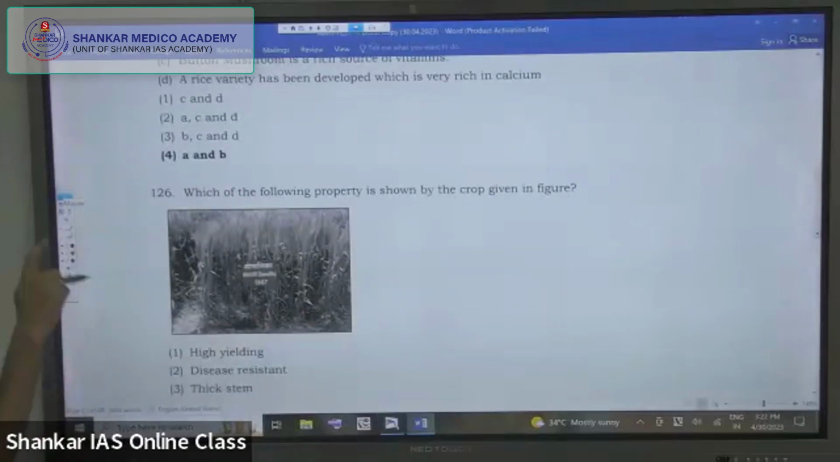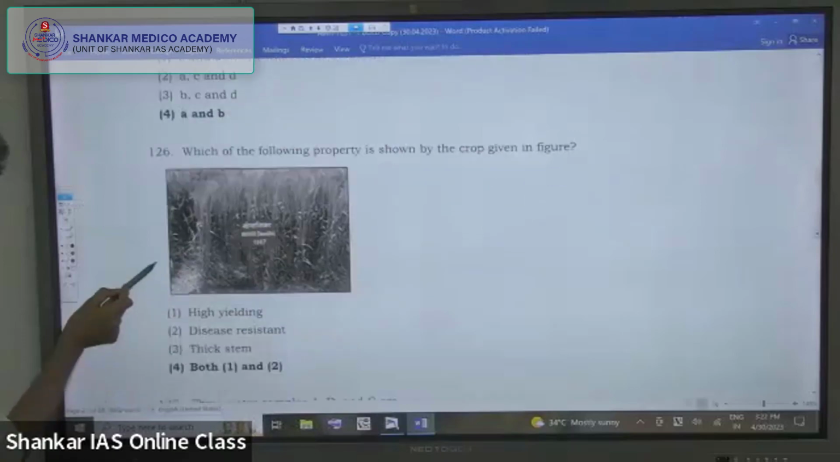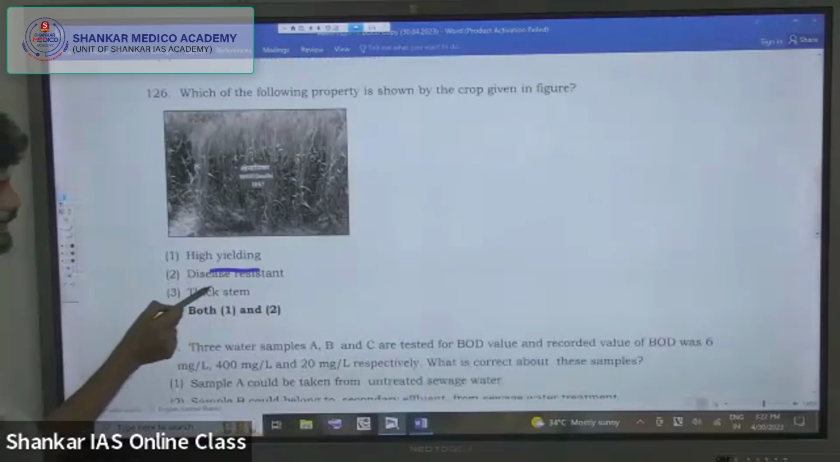Then which of the following properties is shown by the crop given in the figure? What is the crop shown here? It is Sonalika. Sonalika is high yielding as well as disease resistant.